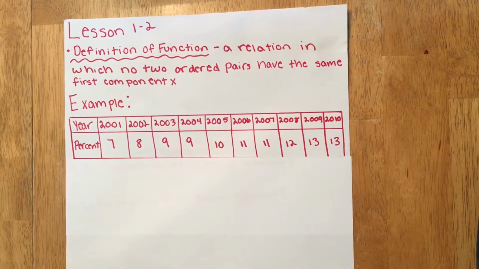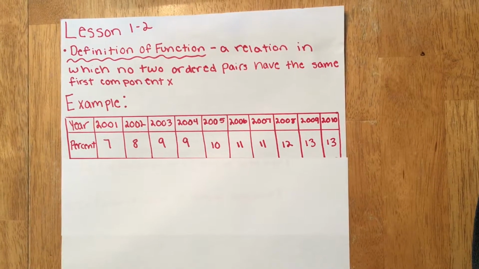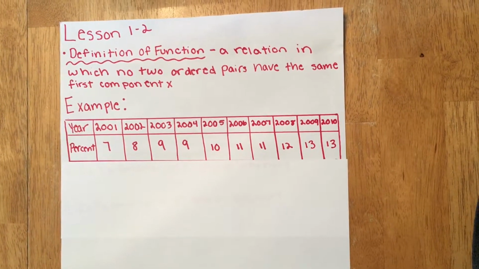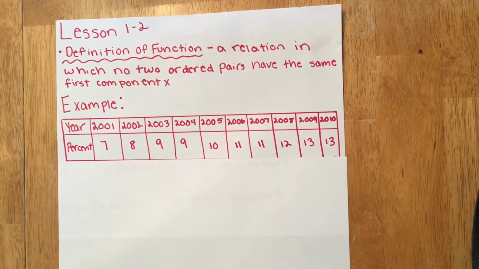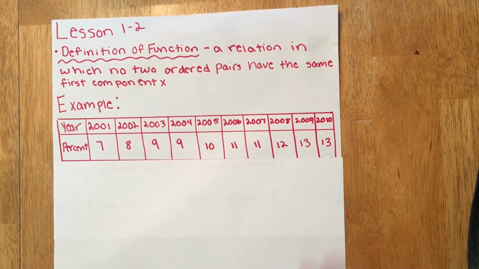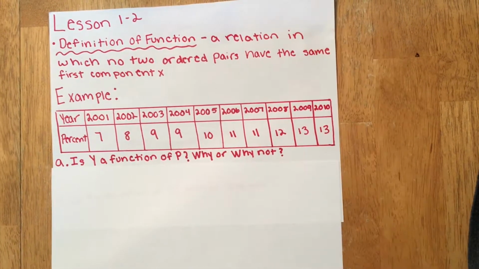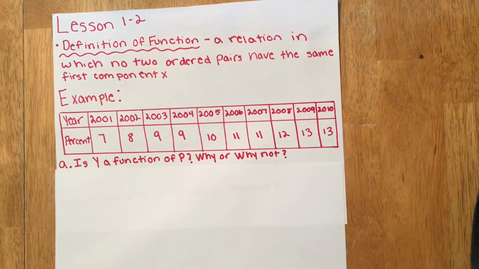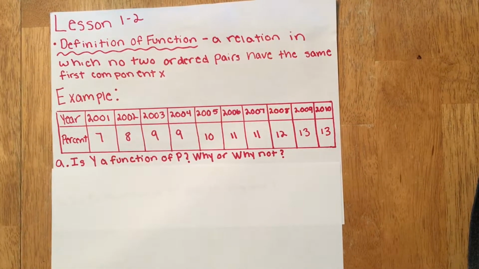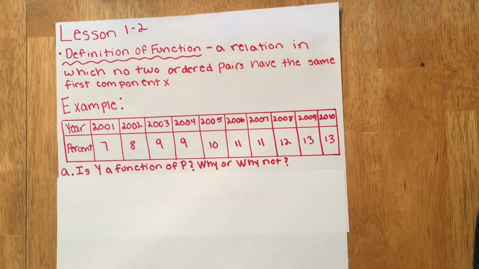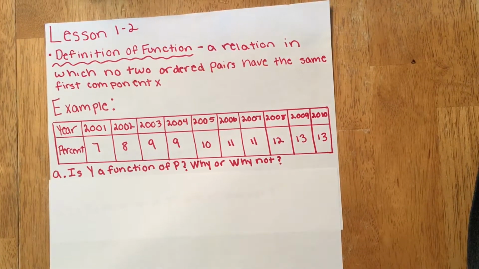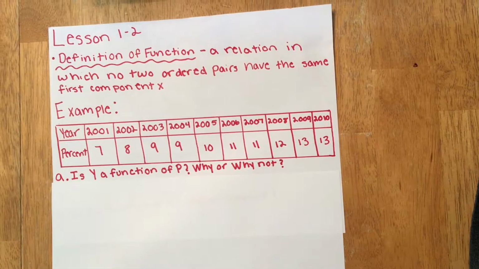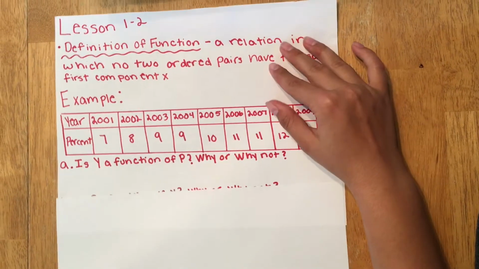The percentage P of the adult U.S. population age 30 and over who adopted a dog by the year Y is given in this table. Question A. Is Y a function of P? Why or why not? Y is not a function of P because P equal to 9 is paired with two different years. Y equals 2003 and Y equals 2004.